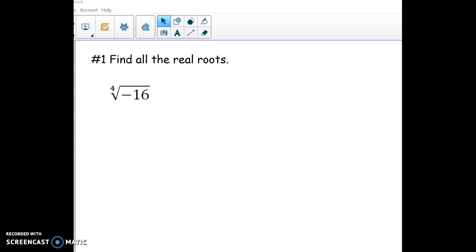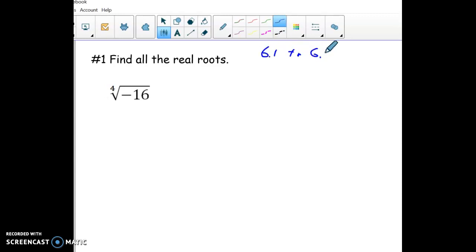Day 2 of review, getting ready for test 6.1 to 6.4. Again, we split up this chapter into 2 parts because it is a long chapter. So we're going to test in the first 4 sections. Some of the review questions here are similar to ones we did yesterday, some are different.